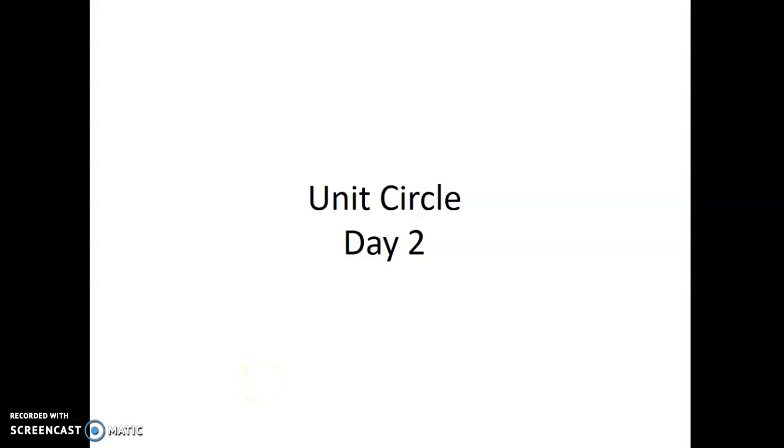Today is Unit Circle Day 2. Now, you don't need to memorize the unit circle this year. You'll be given it as part of a formula sheet for the semester. However, the more comfortable and familiar you are with it, the better off you'll be. Much like law of sines and cosines, the last unit, the more you know about it, the easier it is to use. So, we're going to show you how to build the unit circle and then some tricks of the trade to get around it.